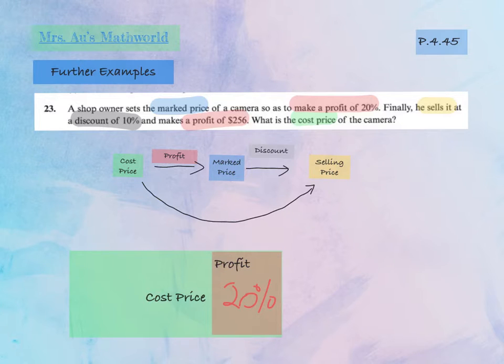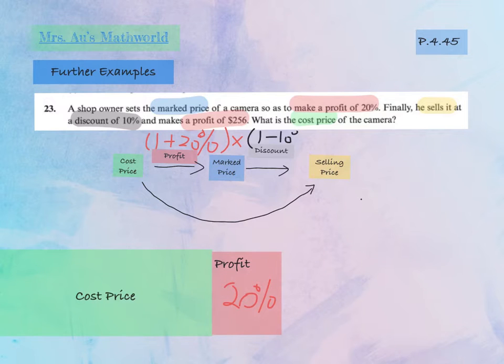But then he sells it at a discount of 10%. That means we have the profit of 20% here. So it goes to the market price. That means the market price will be cost price times 1 plus 20%. And then after that, sell it at a discount. Okay, so sell it at a discount of 10%. So you can use multiply. Whenever you see the arrow, we can use multiply.